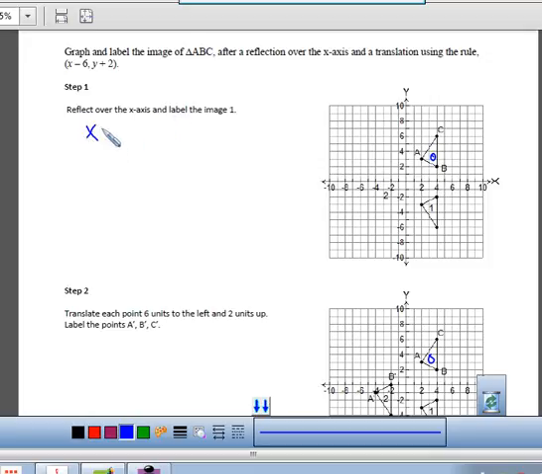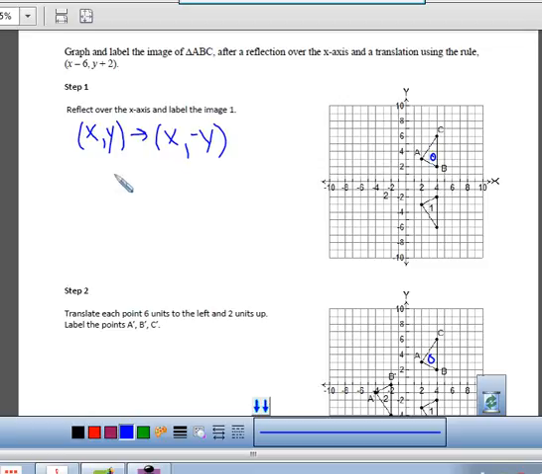Now, I'm going to give you the rule for reflecting over the x-axis. And some of you may already know this rule. The rule is when you reflect over the x-axis, the x-coordinate, the first number, stays the same. The y-coordinate, the second number, becomes the opposite. So if it's all positive numbers, which they are, they become negative.